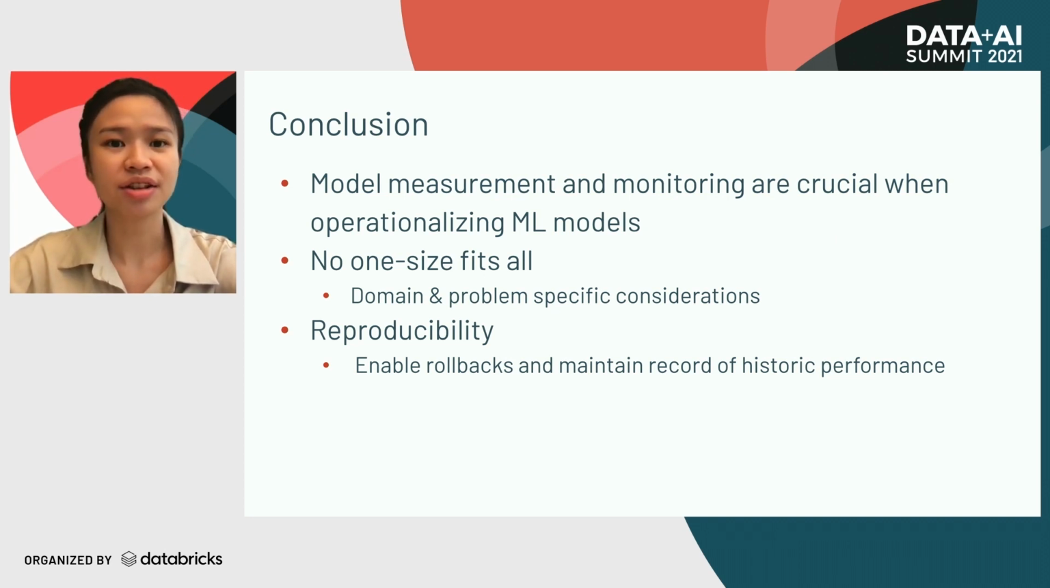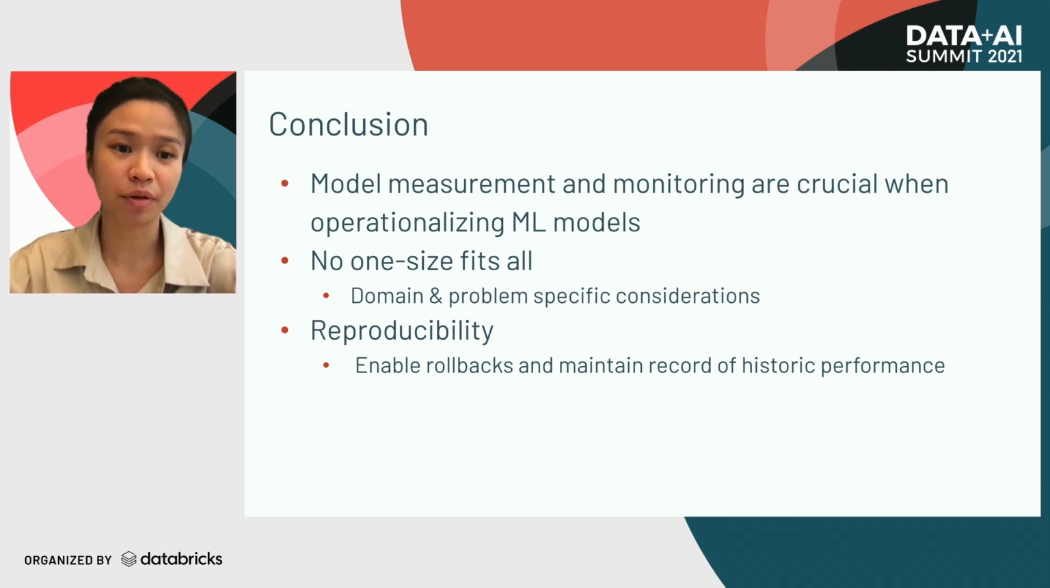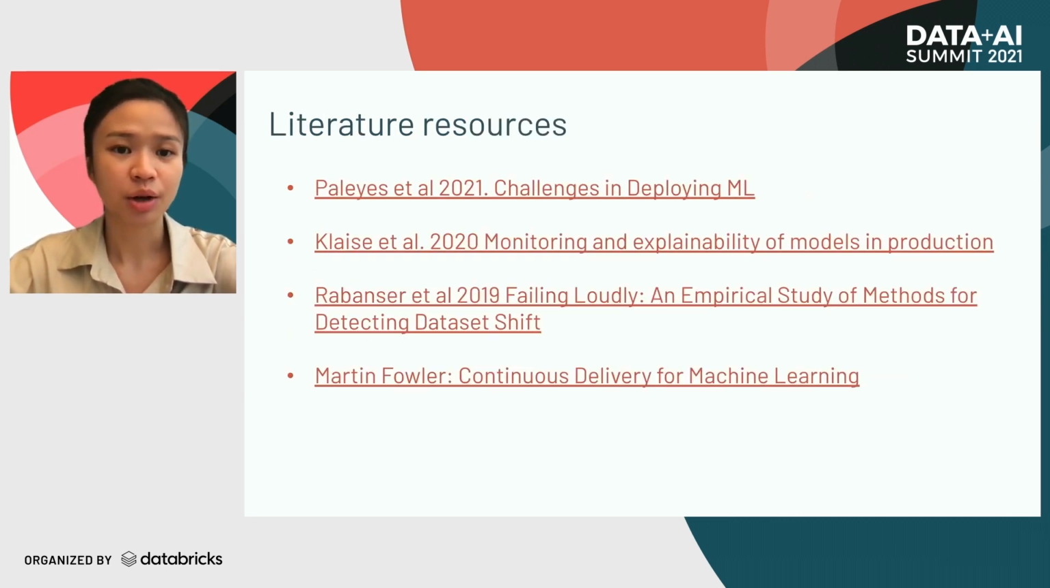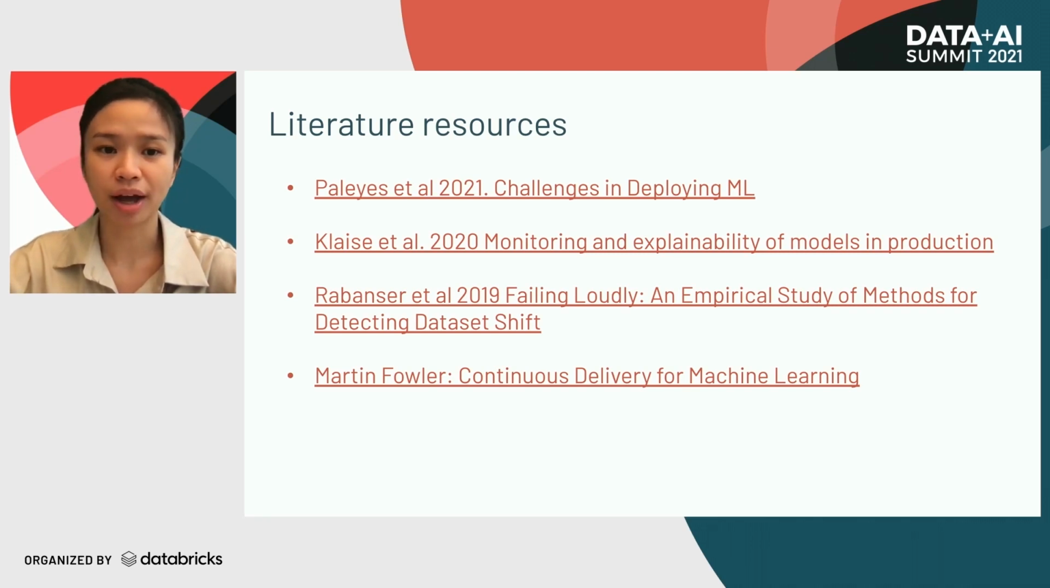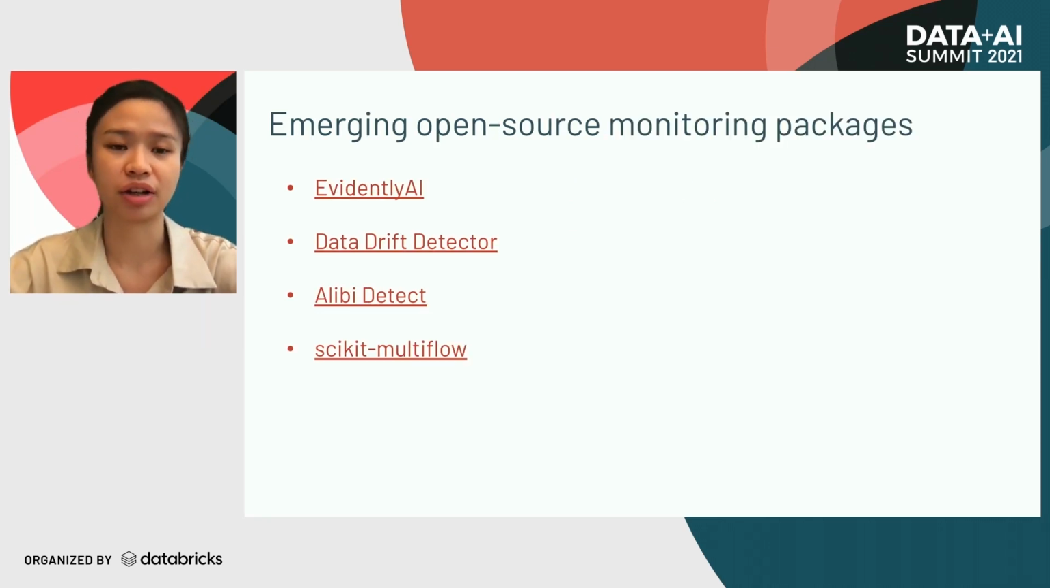Lastly, regardless of the use case you are building, always make sure that you are able to track and reproduce your model results. It is critical to keep a record of historic performance as a baseline. And in the event of a new deployment failure, your system should be robust enough to enable rollbacks. If you're interested in learning more about this topic, we've included several literature and package options for your reference after the talk. So hopefully you have learned something helpful from our talk today.